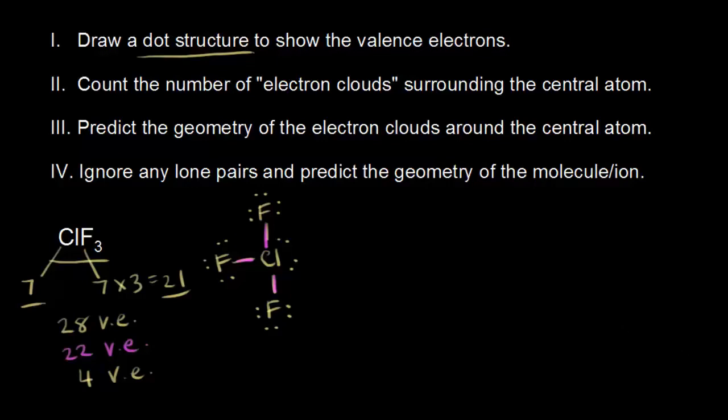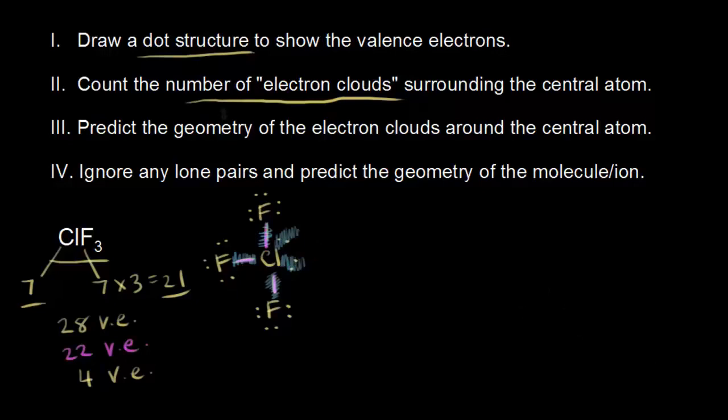And so we've drawn a dot structure that makes sense, and we can move on to the second step, which is where we count the number of electron clouds that surround our central atom. Remember, electron clouds are regions of electron density, which means that bonding and non-bonding electrons fit into that category. So here we have a bonding pair of electrons occupying an electron cloud. Here's another bonding pair, and here's another one. And then we have our lone pairs of electrons. Our non-bonding electrons are still regions of electron density, so there's an electron cloud, and then our last lone pair there. So a total of 5 electron clouds surrounding our central atom.